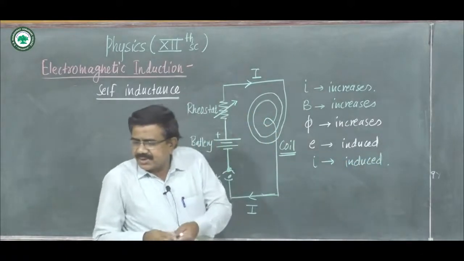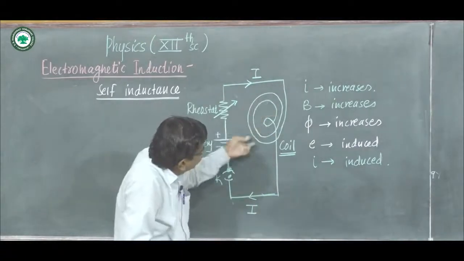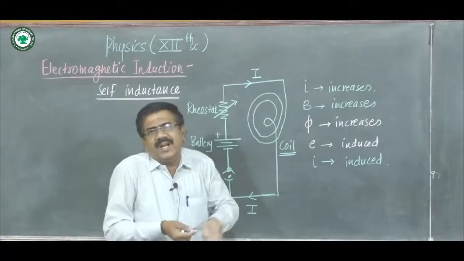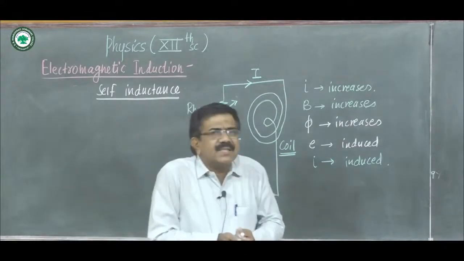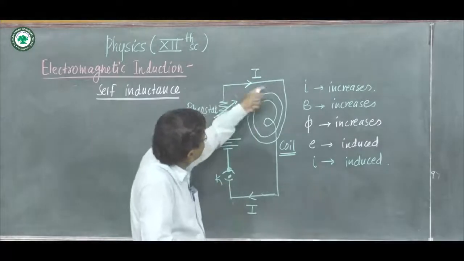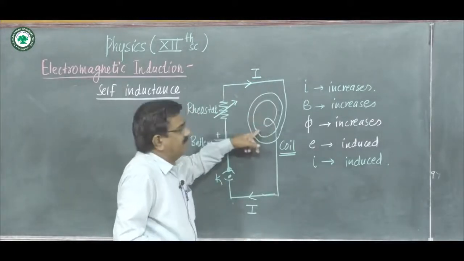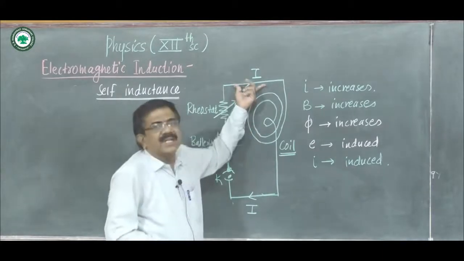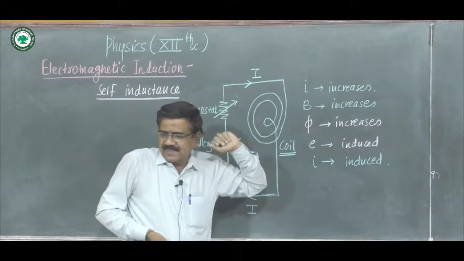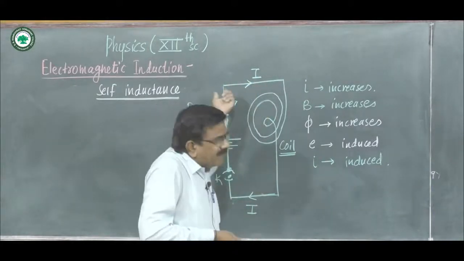and this induced current, by Lenz's law, opposes the primary current in the circuit. The induced current in this coil opposes this primary current. So induced current opposes the primary current.